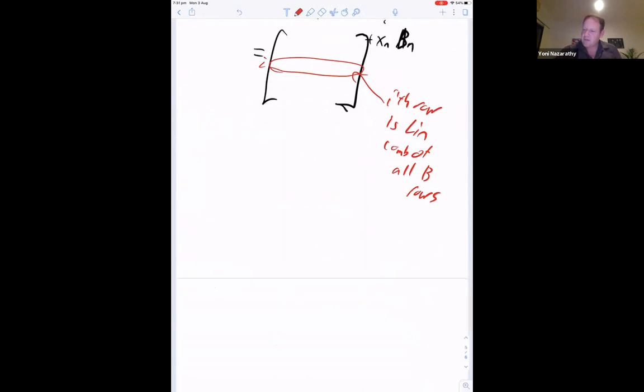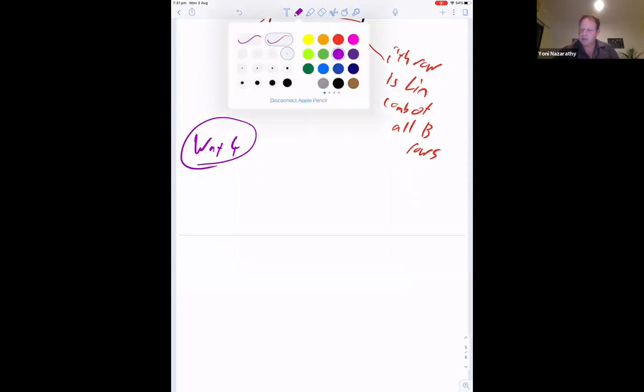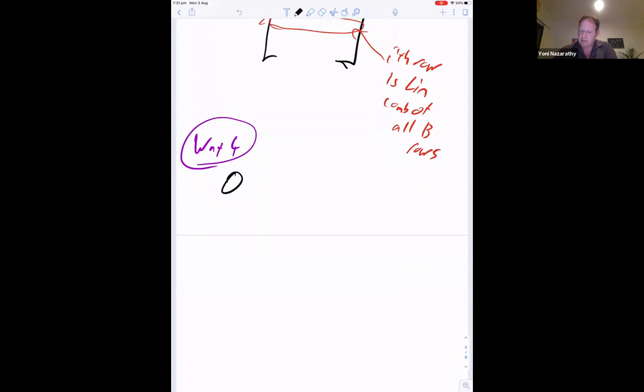Let's go to way four. For way four, we need to define something else, which is very, very big in this course: the outer product. We had something similar already. What did we have similar to the outer product in terms of the way it sounds? We spent a good hour on it, not the outer product, but the inner product, right? Now we're doing the outer product.